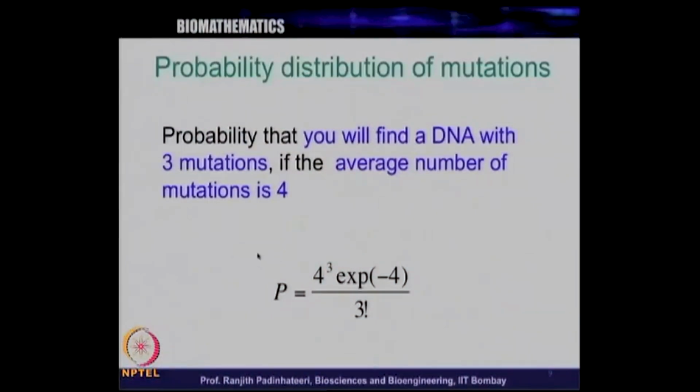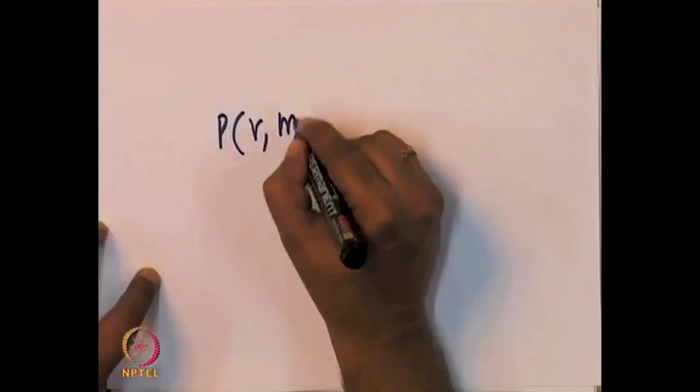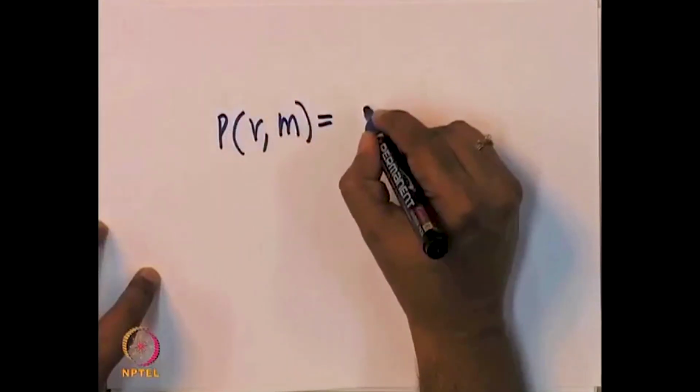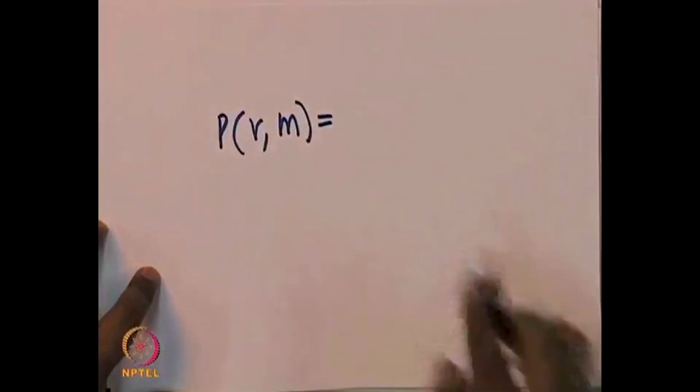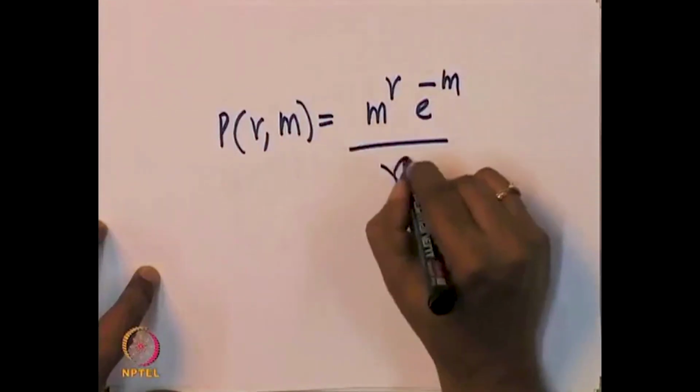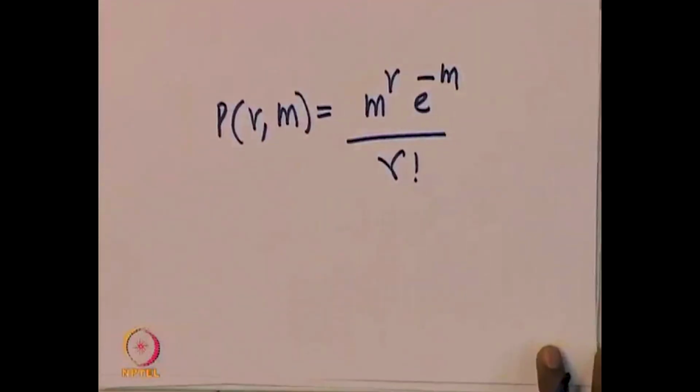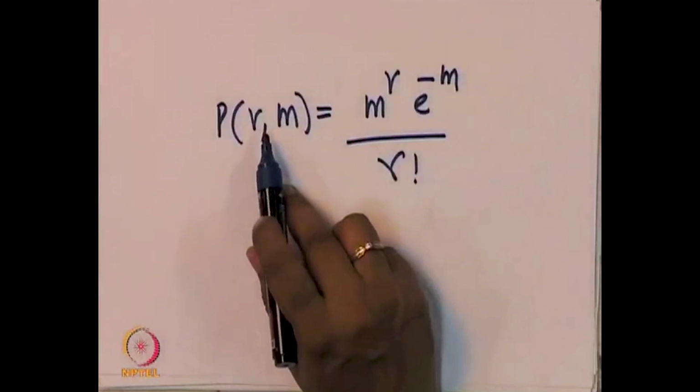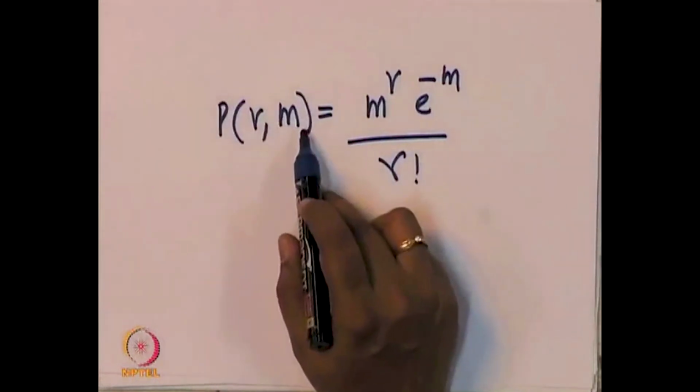So, if you have on an average 4, what we have here is P(r, m) is, we saw that this is m^r e^(-m) / r!. So, this is the probability of finding r mutations if you have on an average m mutations.